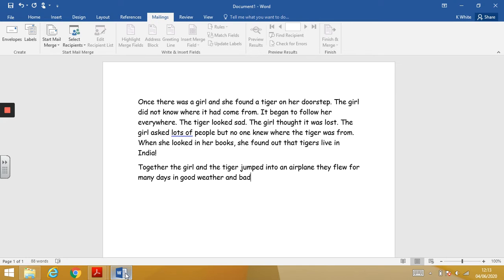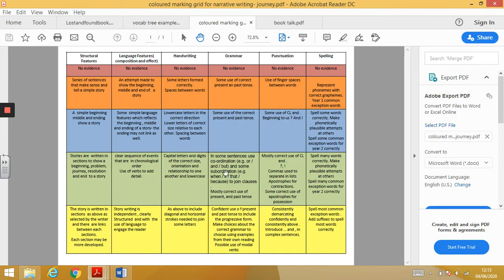Now you'll notice I used far too many simple sentences here. The girl did not know where it had come from. It began to follow her everywhere. The tiger looked sad. The girl thought it was lost. It's not as enjoyable to listen to. So back to the grid. We can use some conjunctions to vary our sentences. So I want to include some compound sentences.